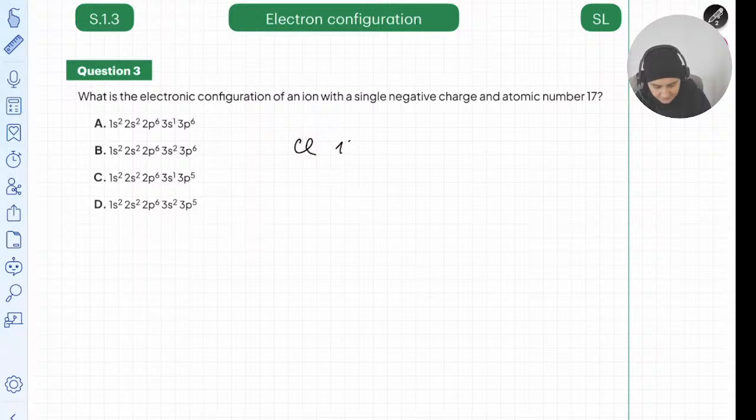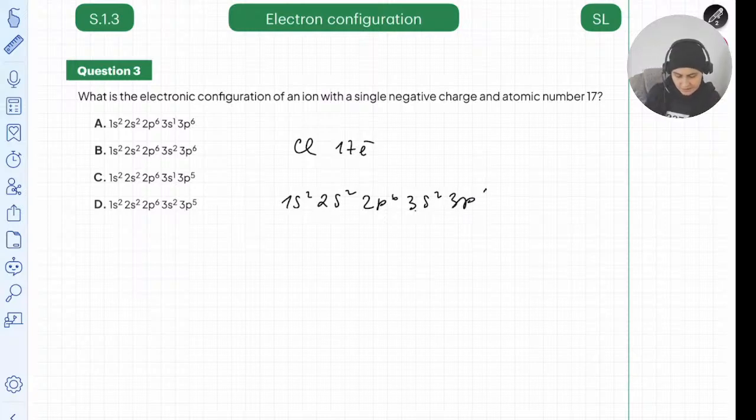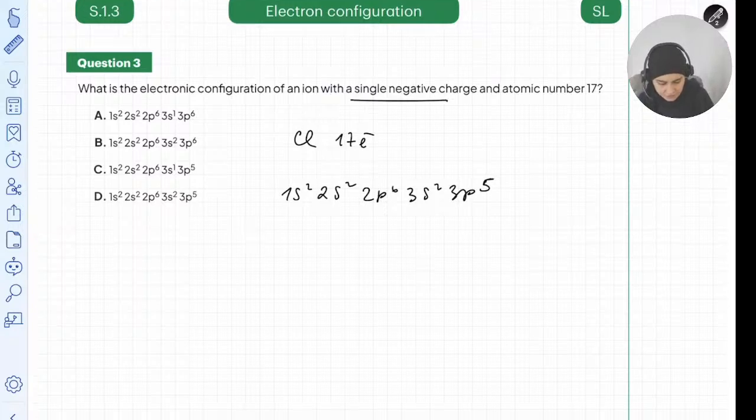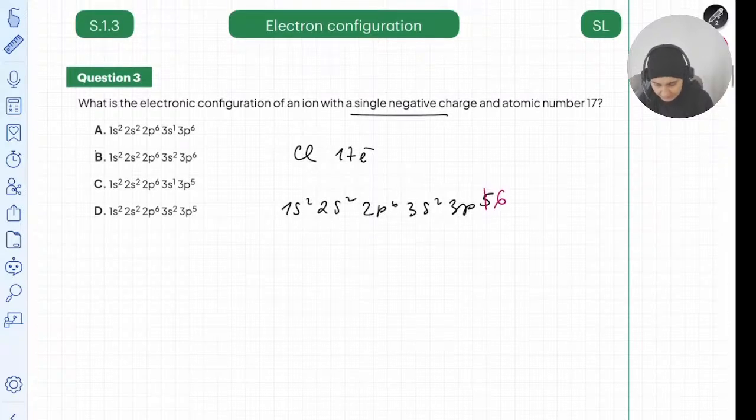Chlorine, 17 electrons. I'll write down the electron configuration and then add 1 electron. So 1s2, 2s2, 2p6, 3s2, 3p5, right? And that's chlorine, and then single negative charge, so add 1 to the outer shell, becomes 3p6, which is 1s2, it's a B, right? B.